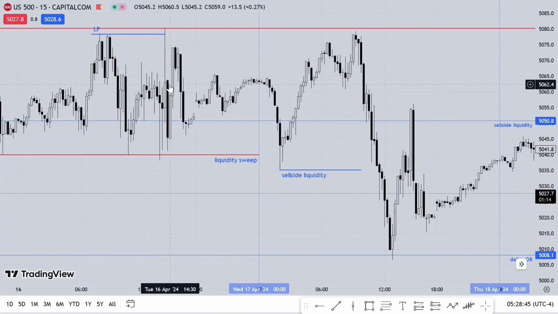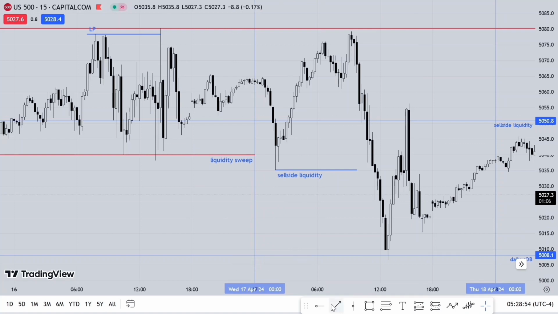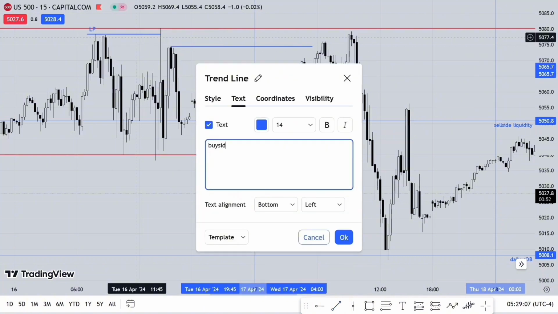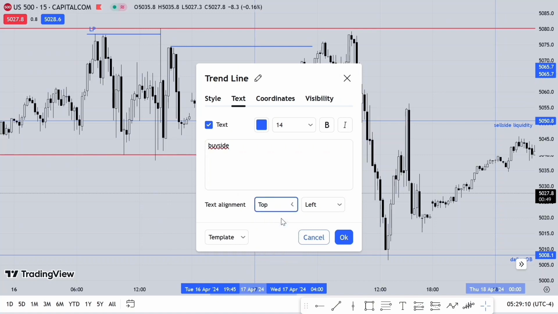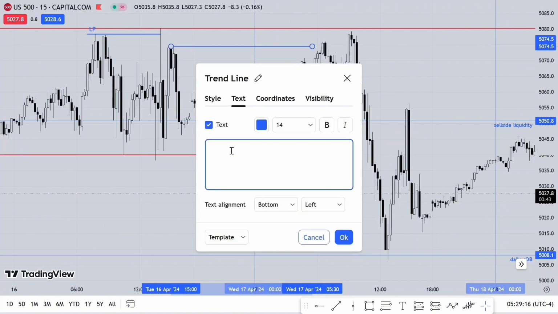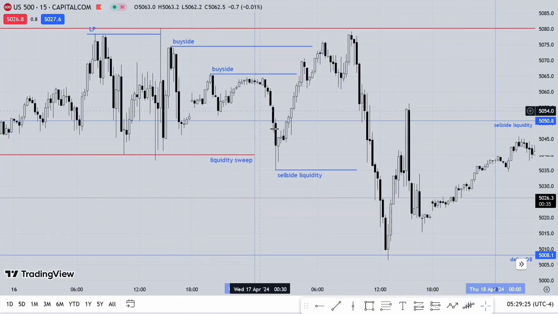Using the liquidity sweep versus liquidity purge narrative going into Wednesday's trading, we noted here a pool of buy side liquidity that price is likely interested in. And also here, as you can see, there is buy side liquidity resting here, and also buy side liquidity resting here, and also here.